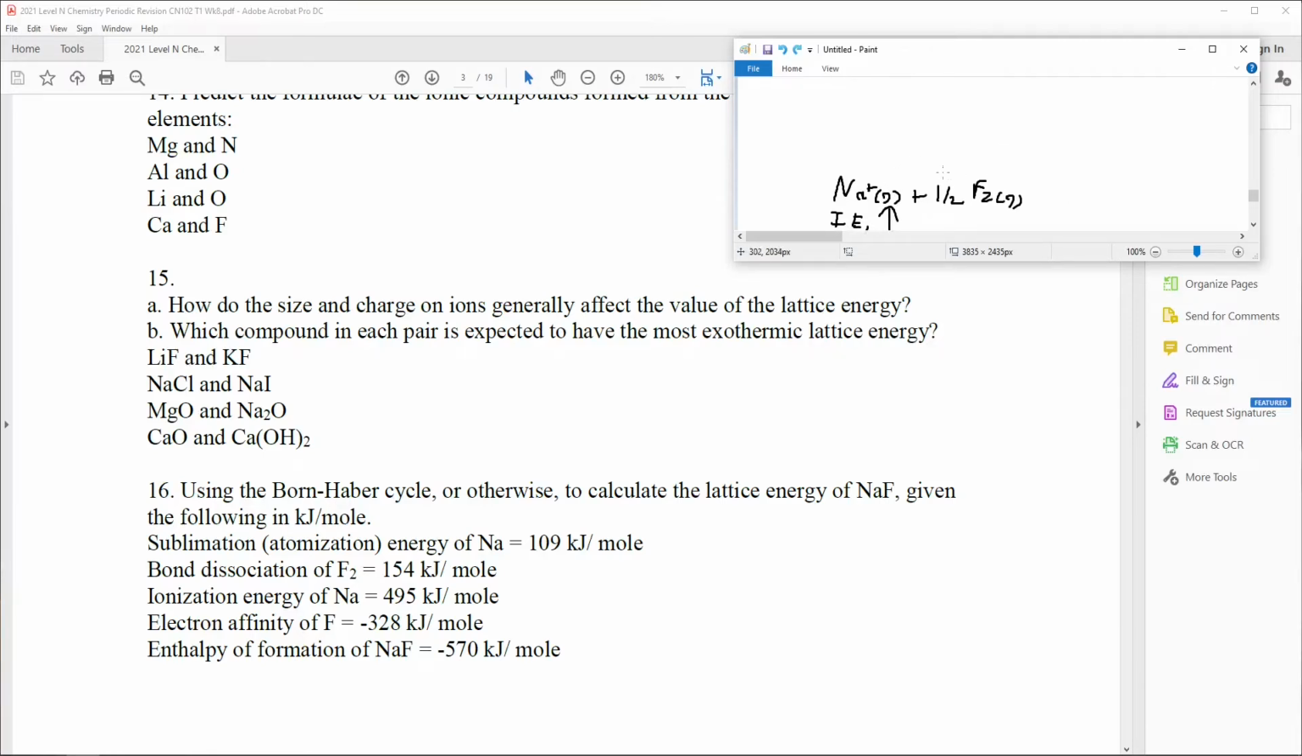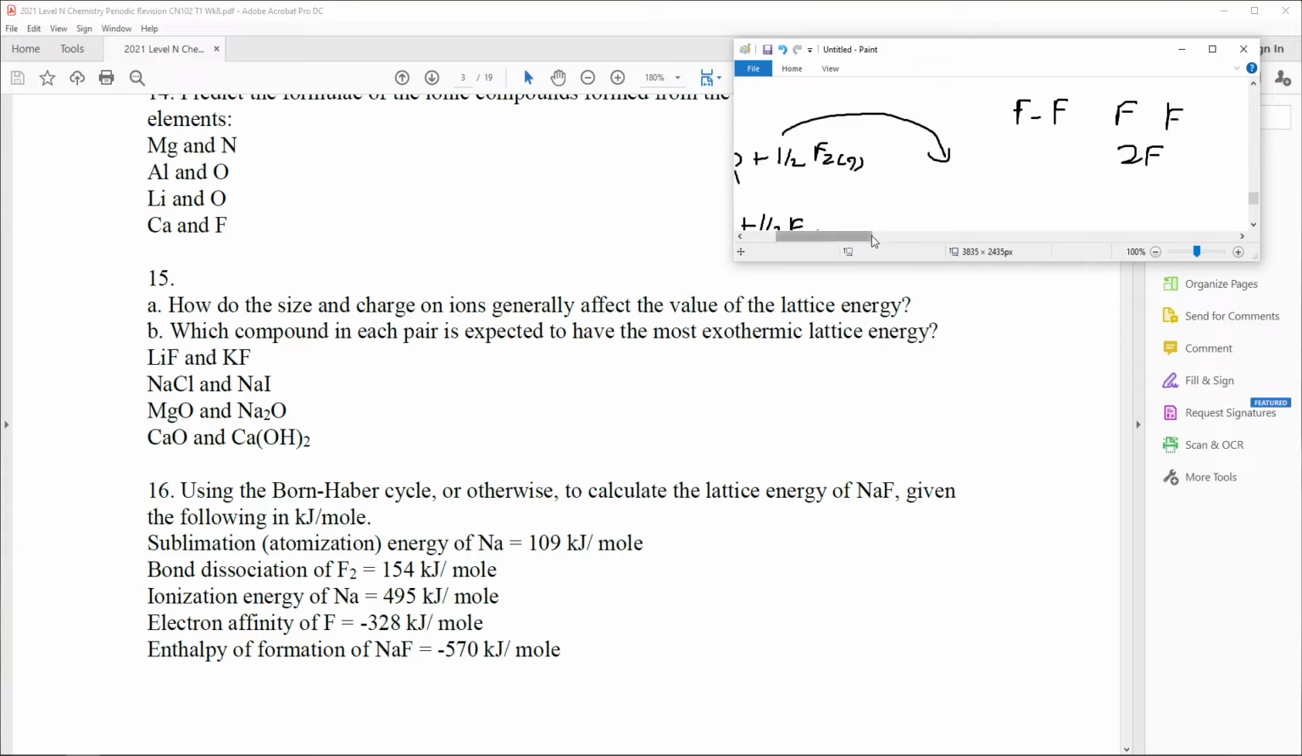This time we're done with the sodium. If you look carefully, we have Na plus gas, Na plus gas. We cannot do anything to the sodium because that's how we want it to be. So we want to reach from half F2 to F minus. So for the F2, which is F bonded to an F, we want to reach F and an F, which make a 2F. So to do that, we have to break the bond, and this is called the dissociation, or the bond dissociation energy. And that's defined by nature to be the breaking of 1 mole of bonds.